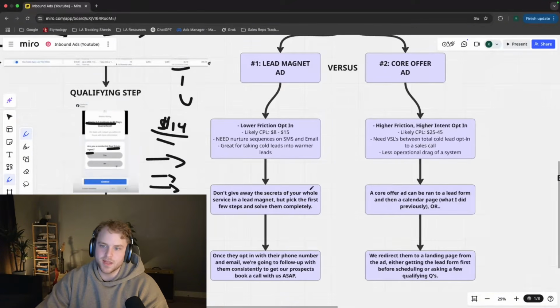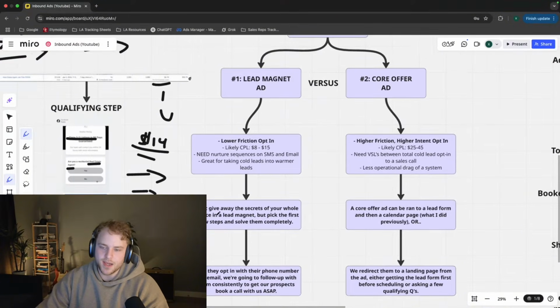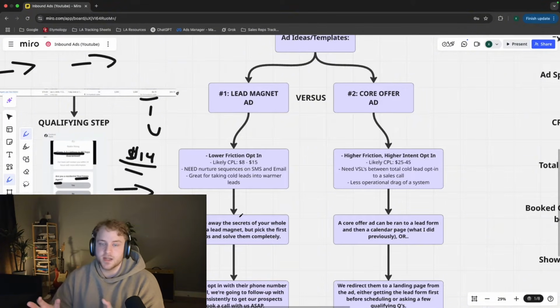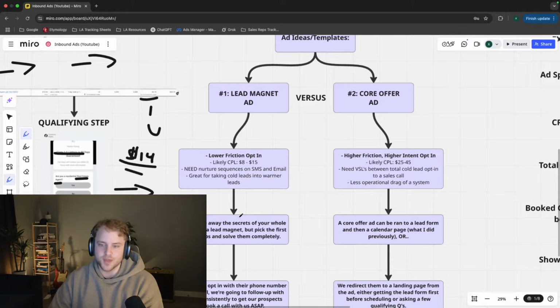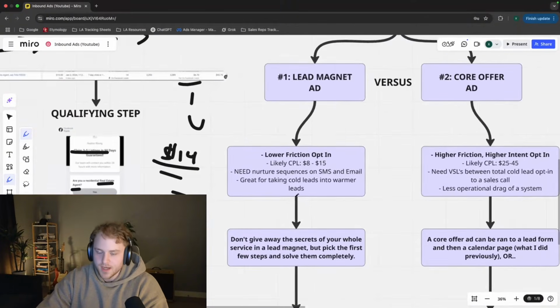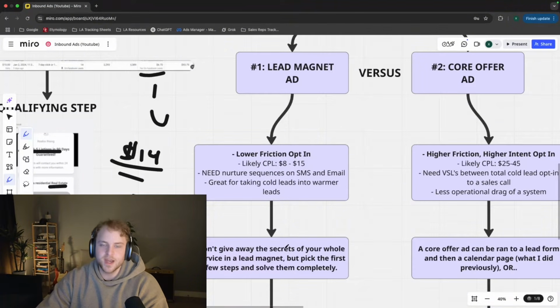And there are trade-offs between lead magnet ads and core offer ads. The key thing here is that both of these work, and I'm not going to tell you to do this one over that one. There are just trade-offs associated with either type of ad that you run. Firstly, a lead magnet ad is a lower friction opt-in. They're getting something for free in return for their contact information.